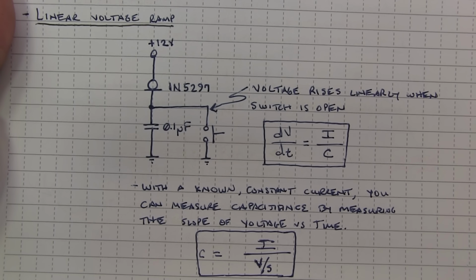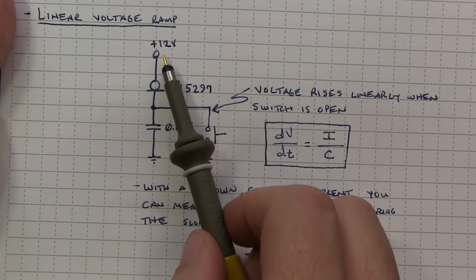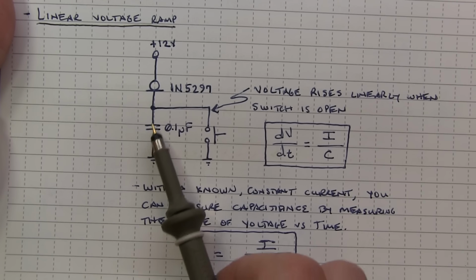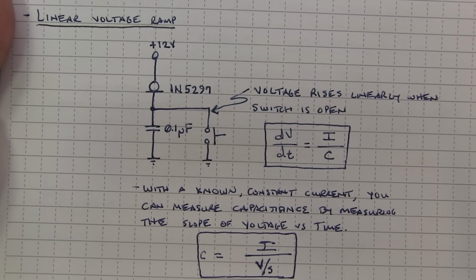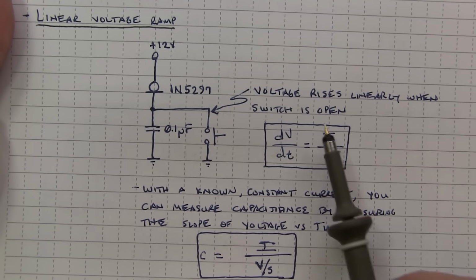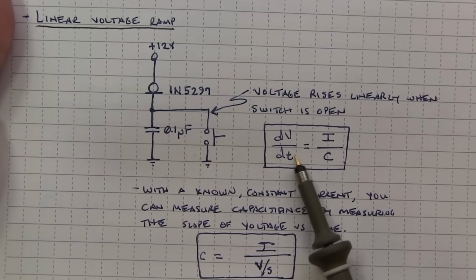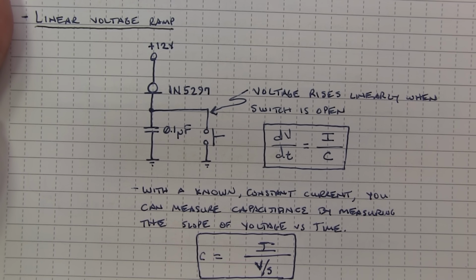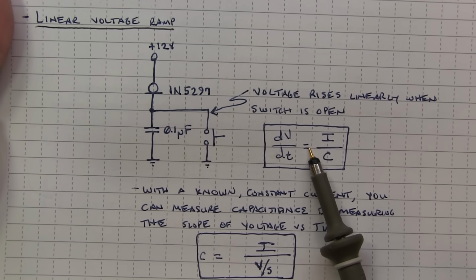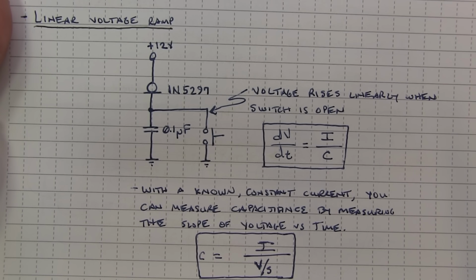The first one we'll take a quick look at is a linear voltage ramp. When you pass a constant current into or out of a capacitor, you create a voltage that changes linearly with time. And the equation that relates this is here. Don't let the differential scare you. All this really means is the rate of change of voltage versus time, like how fast that voltage is increasing or decreasing as a function of time. And that's simply equal to the current value divided by the capacitance.